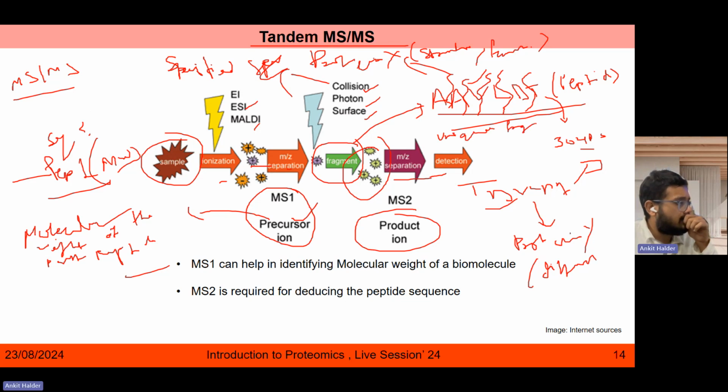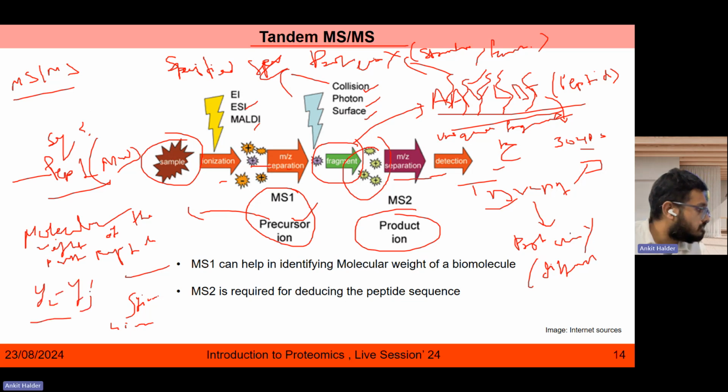So it will have a unique fragmentation pattern, through which we can deduce it. In the first particular slide, we had shown that there is a Y ion and a B ion. So we can subtract each ion, which will give the monoisotopic mass, or atomic mass unit, of that particular peptide, that particular sequence of amino acids.